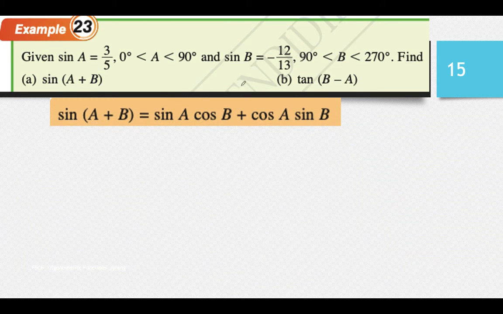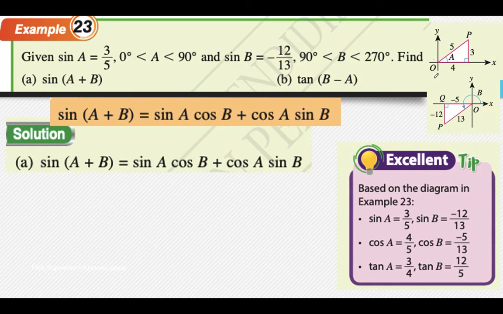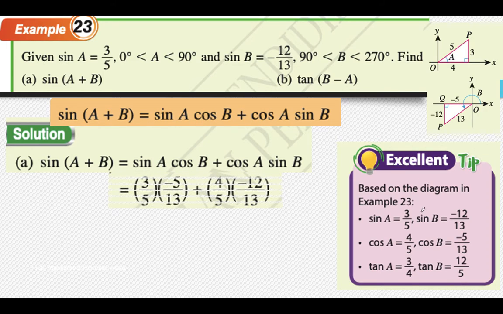Sine A plus B, we're using sine A cos B plus cos A sine B. I will just remember sine, cos, cosine, then later I put it A, B, A, B. Easier, huh? So sine, cos, cosine, A, B, A, B. From previous information here, then you apply. Sine A is 3 over 5. Cos B is negative 5 over 13. These two are from the information given.